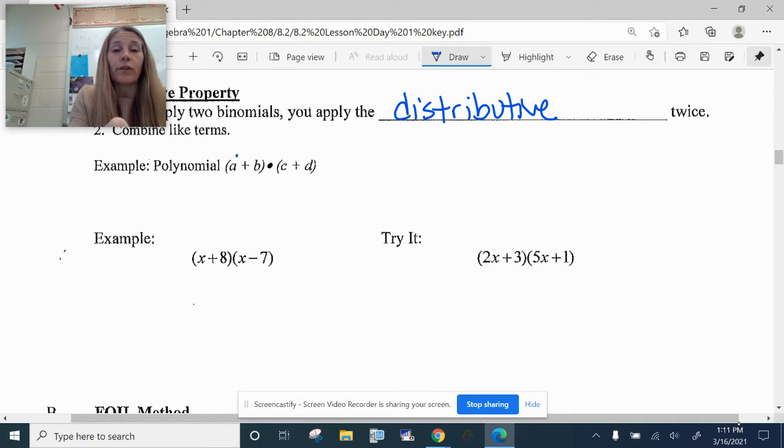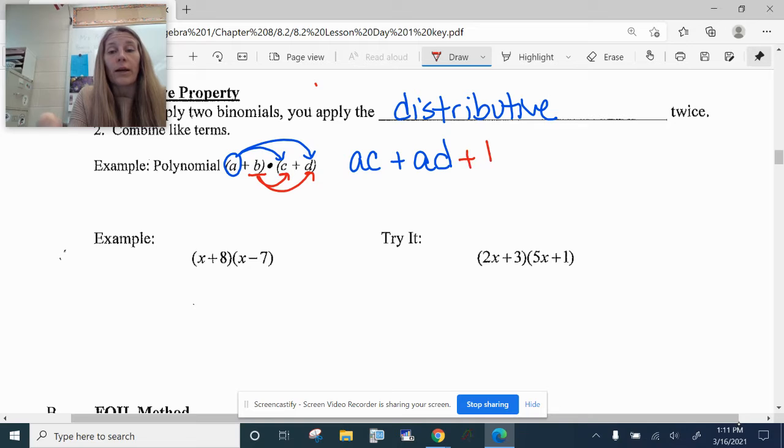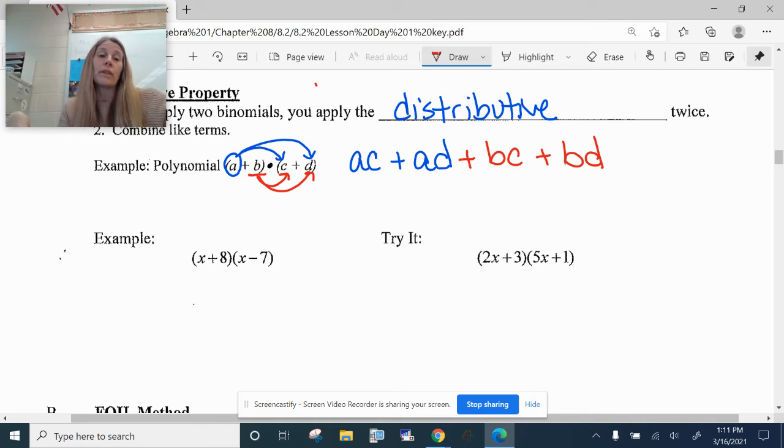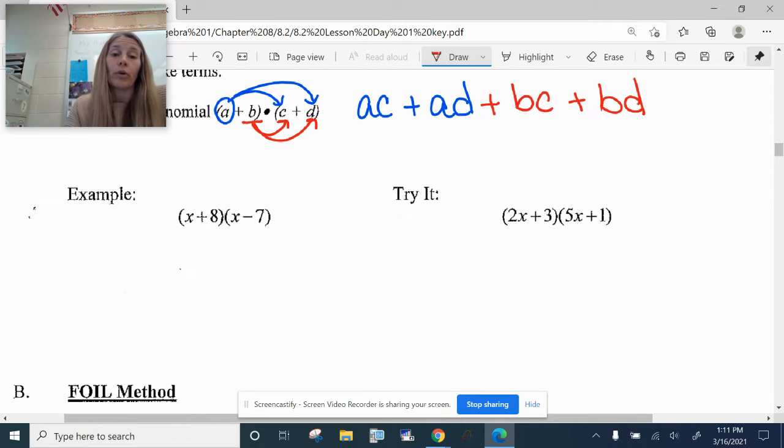So you would take that first term, which is a, and you would distribute that to both c and d. So that would give you ac plus ad. Then you would take your second term, which is the b here, and you would distribute that. So you would have plus bc plus bd. Okay, now once you're done with that, if there's any like terms, you would want to combine them. And that happens a lot more frequently when you're actually using real numbers.